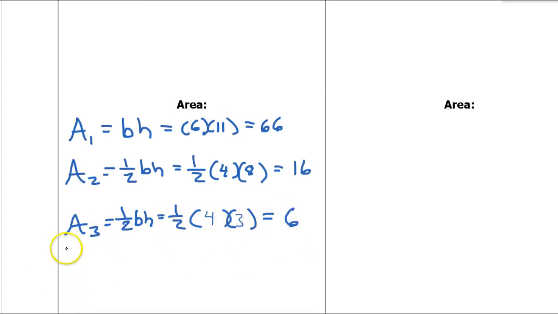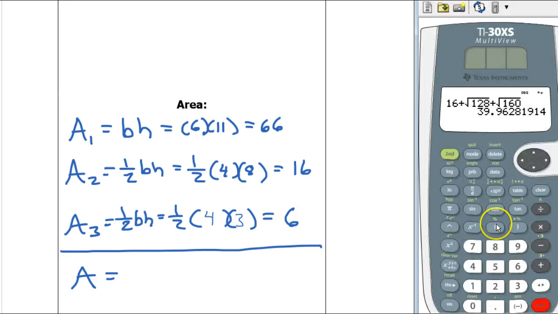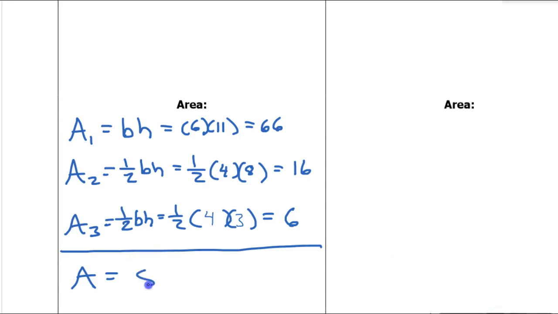All right, so the total area is just going to be the sum of all of these. So that's just going to be 66 plus 16 plus 6, which is 88. And I'm going to put units squared to reflect the fact that this is an area.